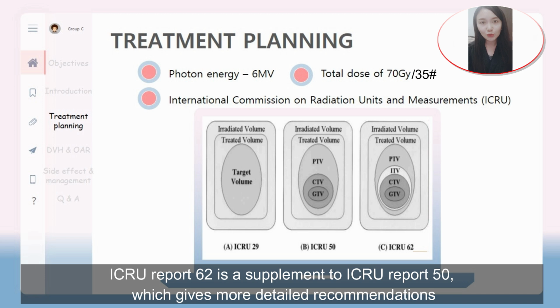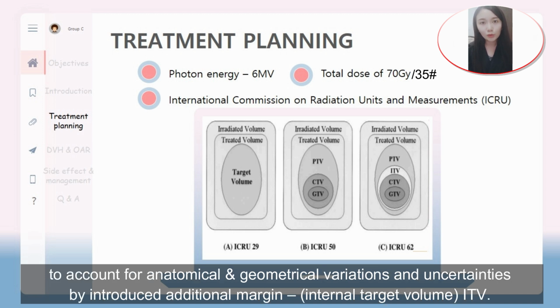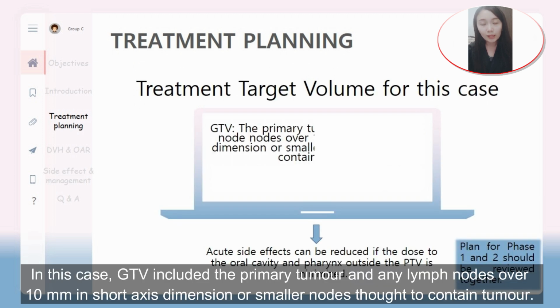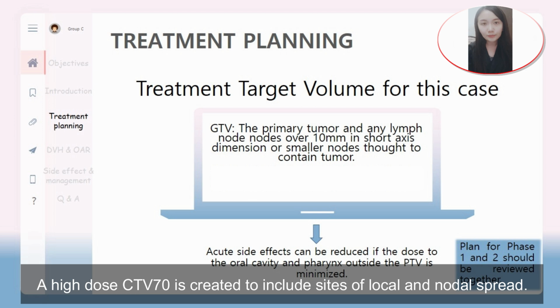ICRU Report 62 is a supplement to ICRU Report 50, which gives more detailed recommendations to account for anatomical and geometrical variations and uncertainties by introducing additional margin, which is internal target volume (ITV). In this case, GTV included the primary tumor and any nodes not over 10 mm in short axis dimension or smaller nodes thought to contain tumor. A high-dose CTV 70 is created to include sites of local and nodal spread.